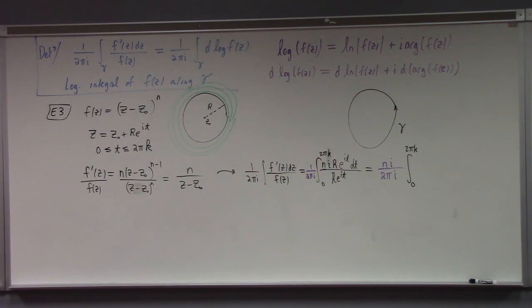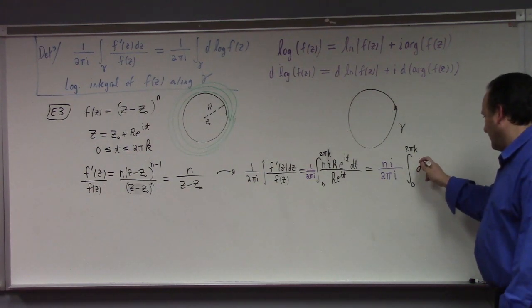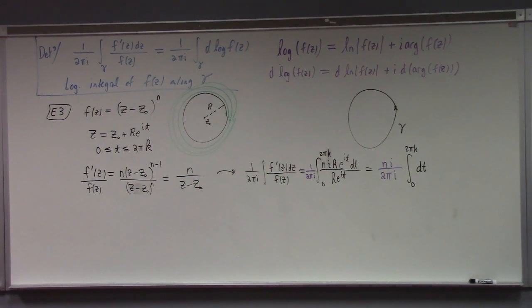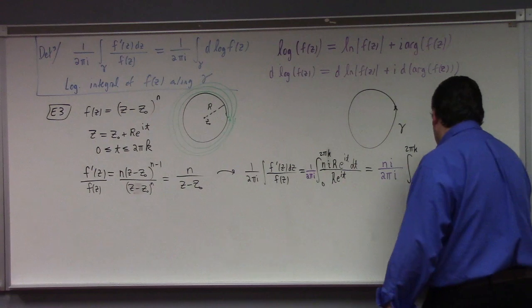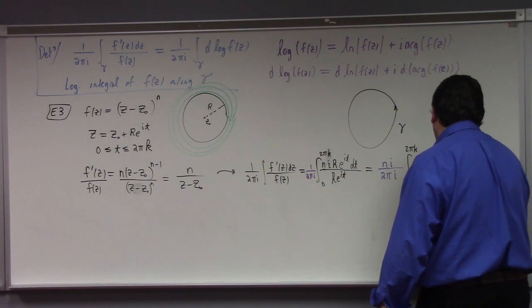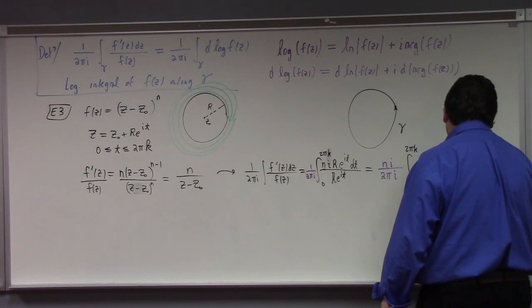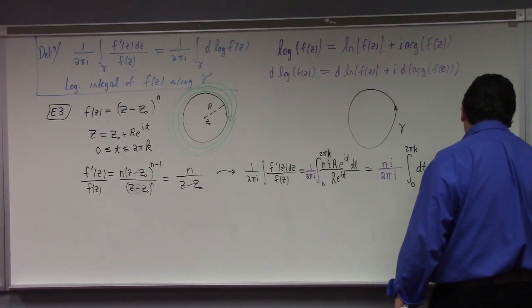I think we've got a dt, yeah. So hopefully that integral we can do. So the i's cancel, and we've got n over 2 pi times 2 pi k, altogether nk.